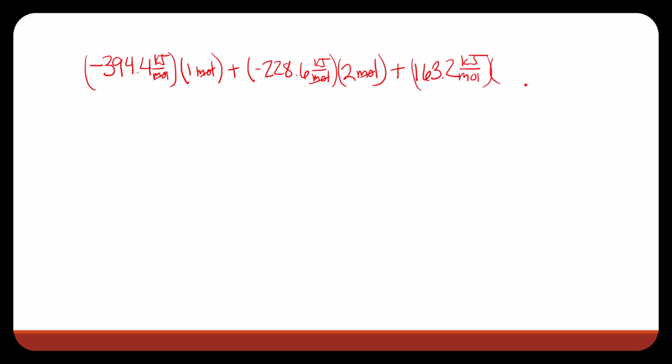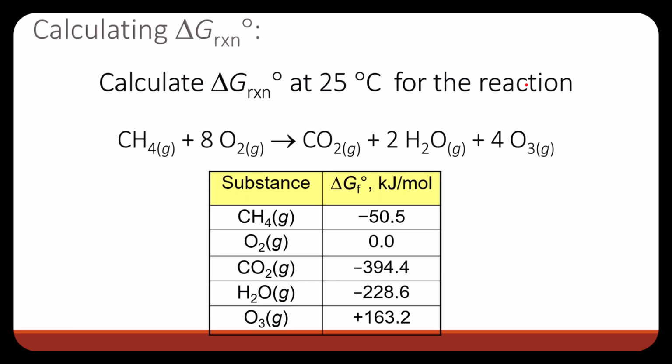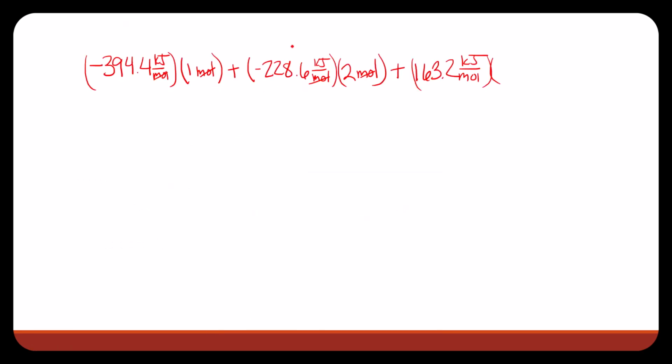And we have to take into account how many moles we're making. So we're making 4 moles of that. And again, moles cancel. All right, so I'm just going to clean up this equation. So negative 394.4 times 1 is just negative 394.4. Moles canceled, so we're left with the unit of kilojoules.